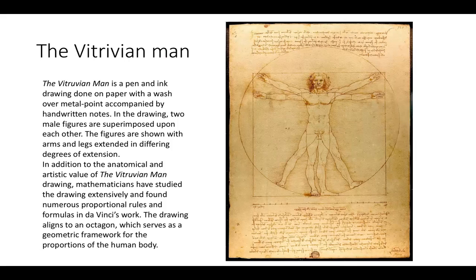In addition to the anatomical and artistic value of the Vitruvian Man drawing, mathematicians have studied the drawing extensively and found numerous proportional rules and formulas in Da Vinci's work. The drawing aligns to the octagon, which serves as a geometric framework for the proportions of the human body. He's a beautiful draftsman. If you look at his work, it's just beautiful.